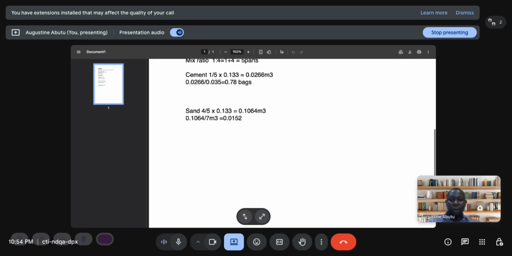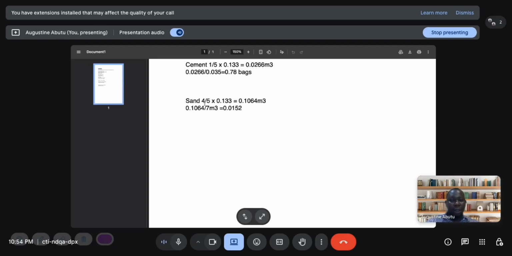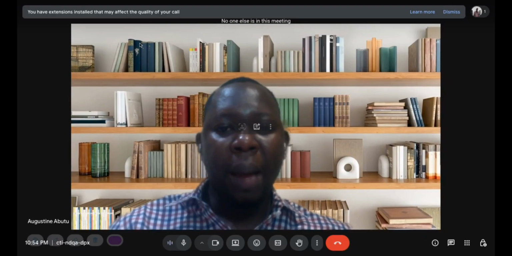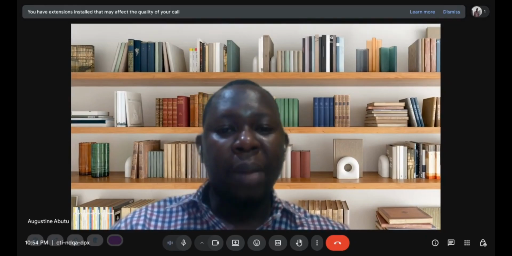Then we'll move further to our sand. 4, which is the next part, 4 divided by 5, multiplied by our dry volume, will give us 0.1064 meter cube. Once we divide it by the volume of a dump truck, the dump truck that we are using for this calculation is 7 meters square. So once we divide it, it will give us 0.0152. So with this, we are done calculating for our plastering of 10 mm thick.